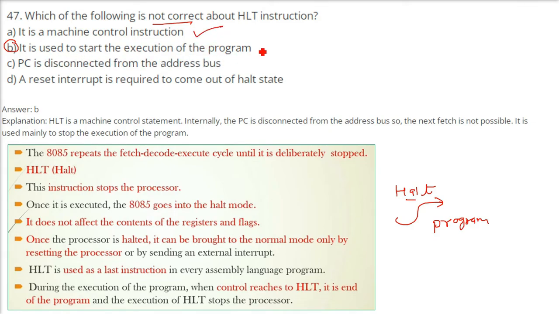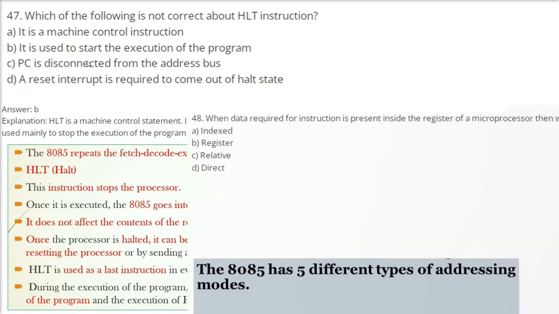So halt is used as the last instruction in every assembly language program. The halt instruction stops the processor. So the 8085 repeats the fetch, decode, execution cycle until it is deliberately stopped, which is done by halt. HLT is the option.